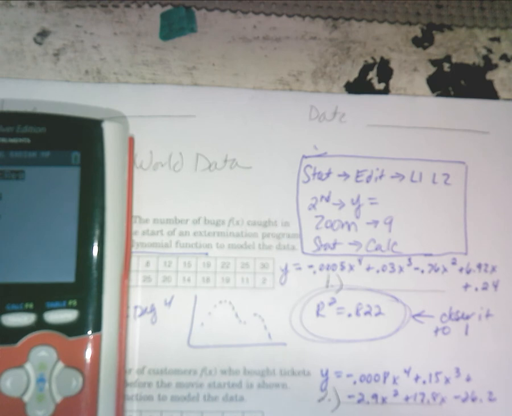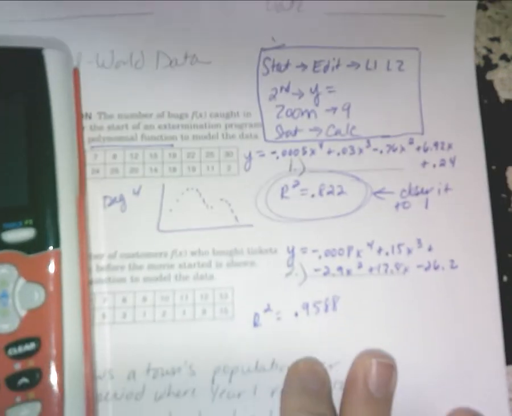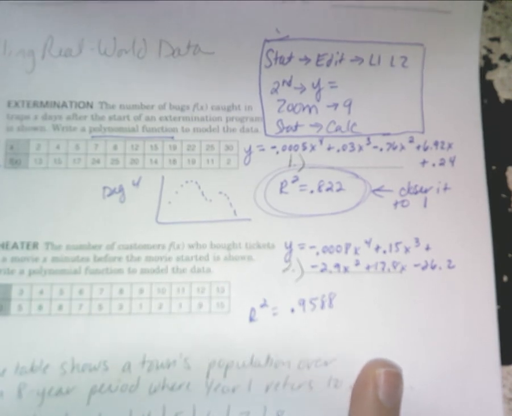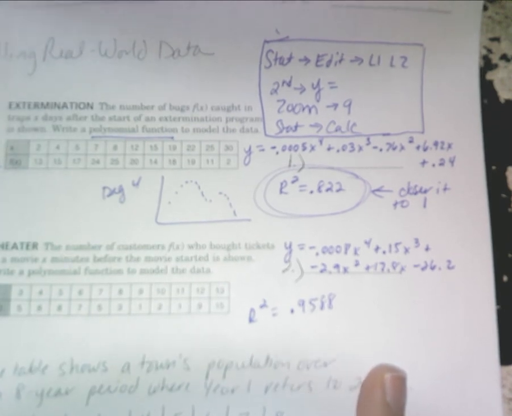What was the cubic's? It was 0.9587. Yeah. See, I would definitely go with this one. This one's stronger. The equation is completely different. And yes, it's going to be.